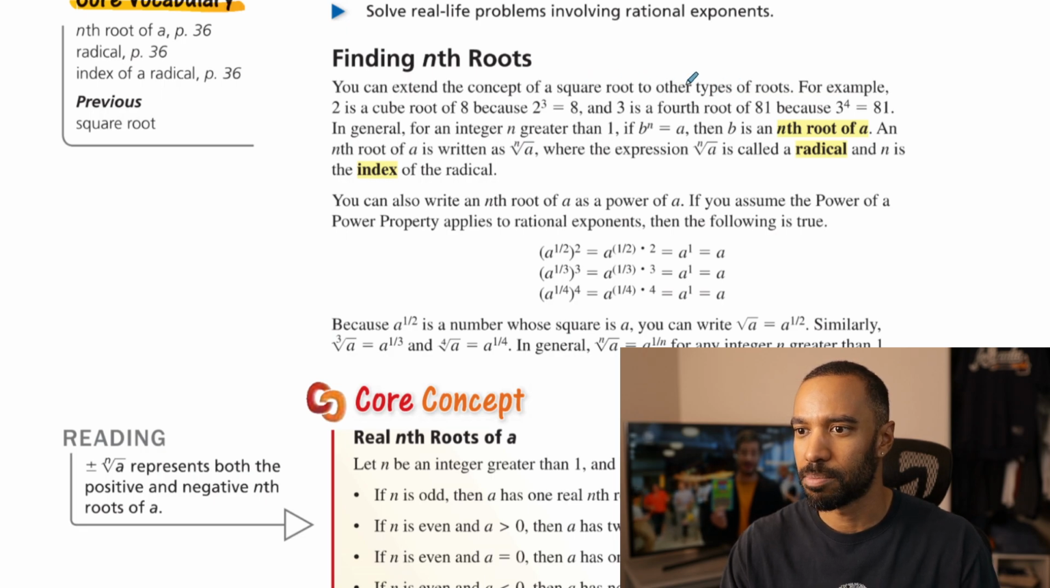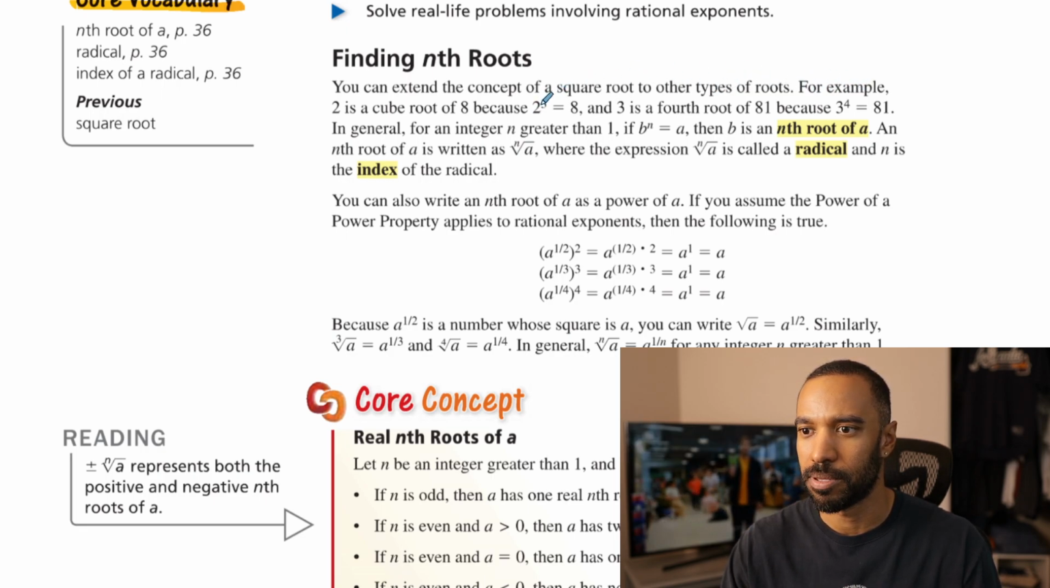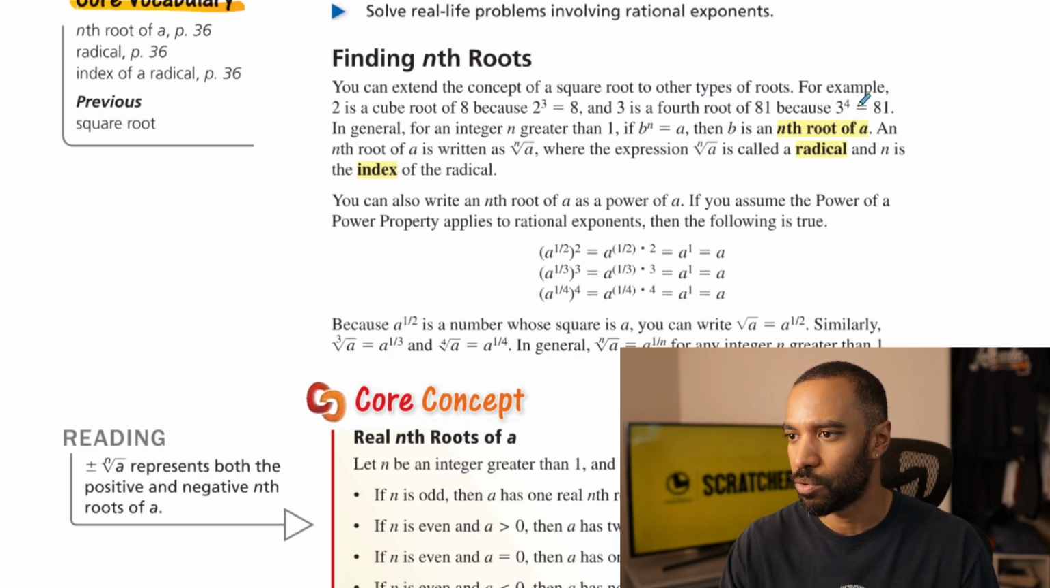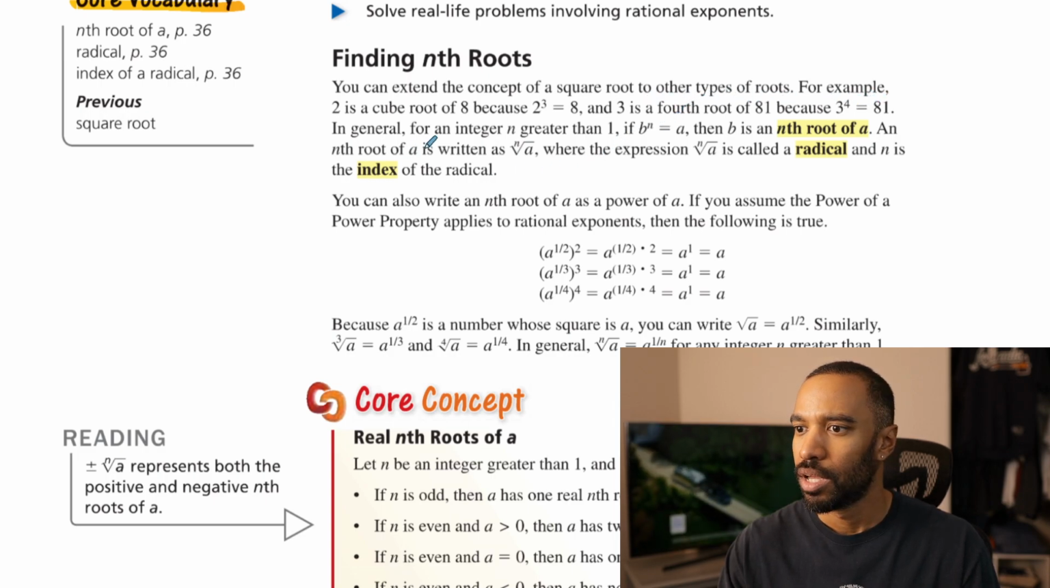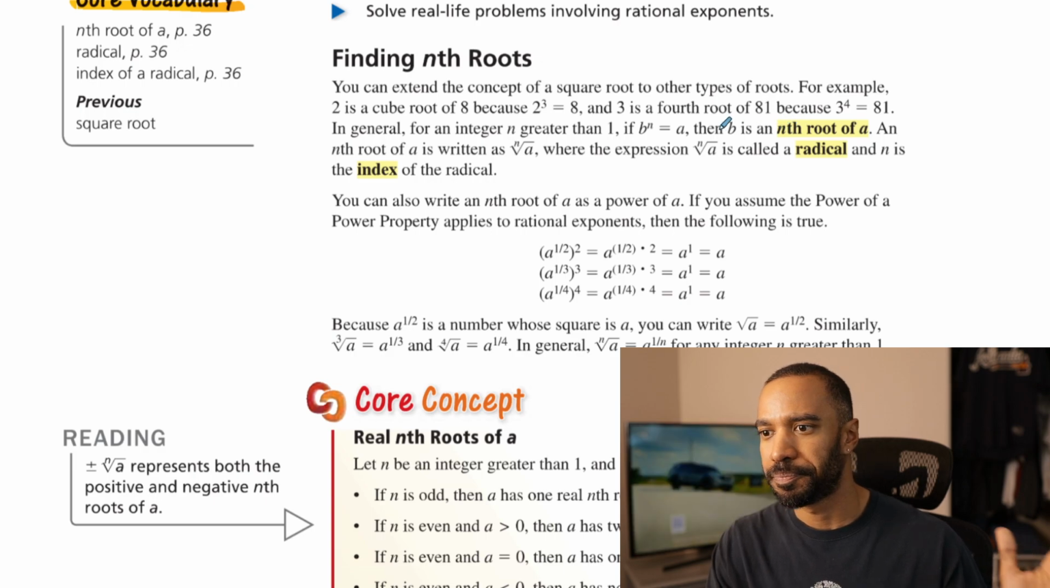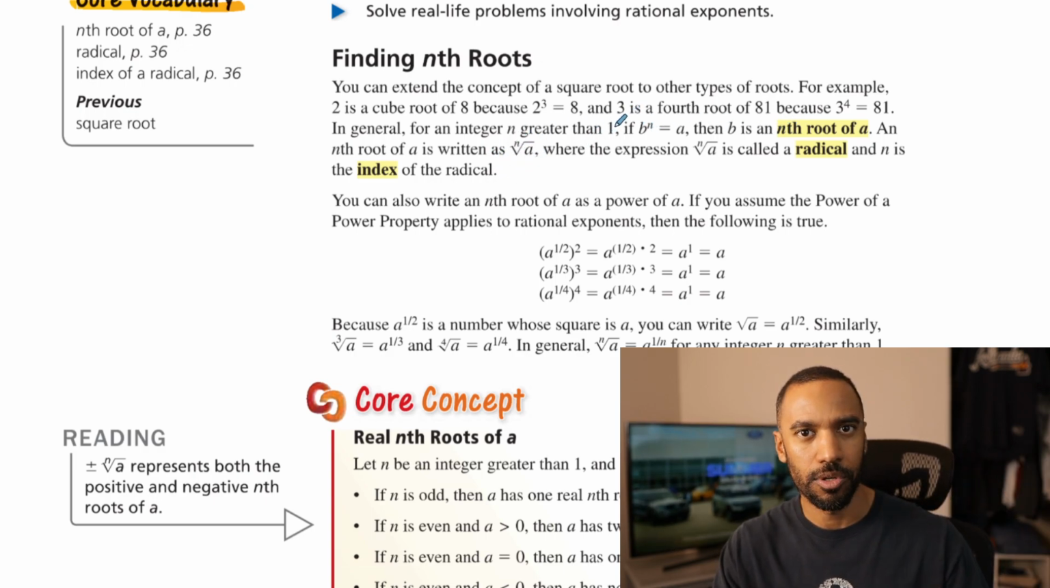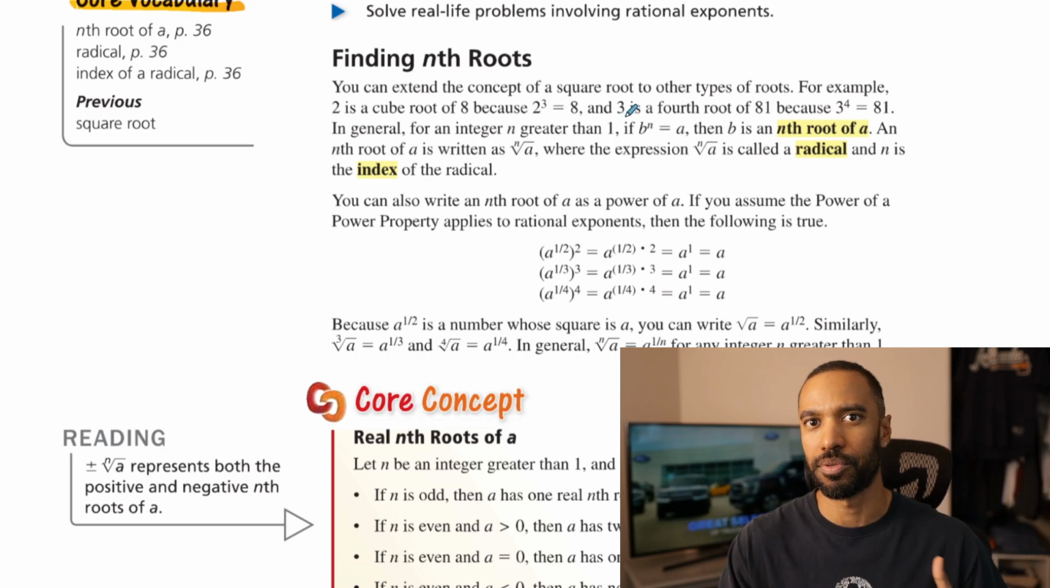You can extend the concept of square roots to roots of other types, because 2 cubed is 8, so 2 is the cube root of 8, and 3 is the fourth root of 81, because 3 to the fourth is 81. So that's what they refer to as roots. You've heard of square roots, but there are also cube roots, fourth roots, fifth roots, things like that.